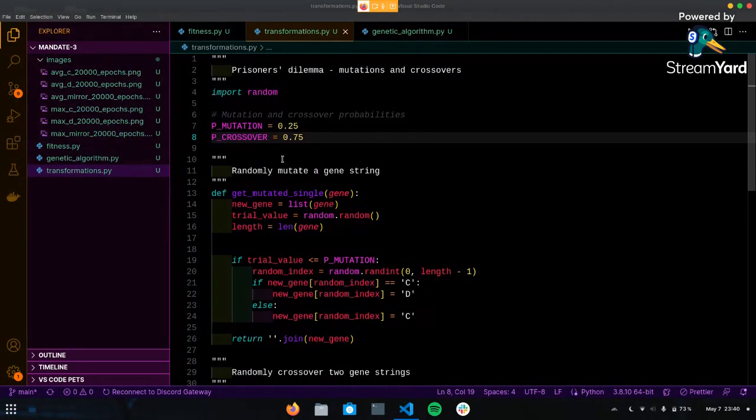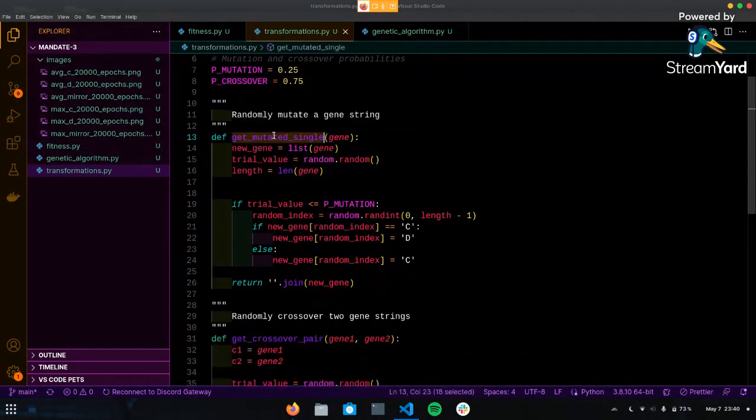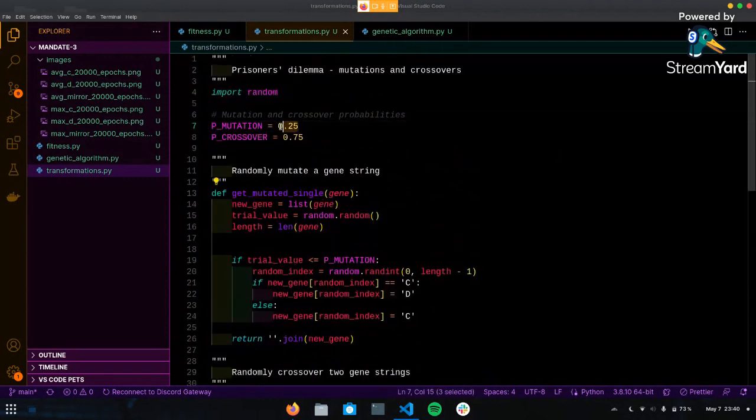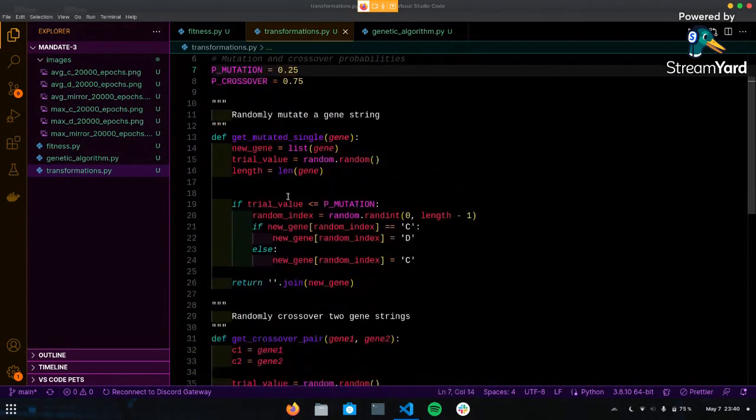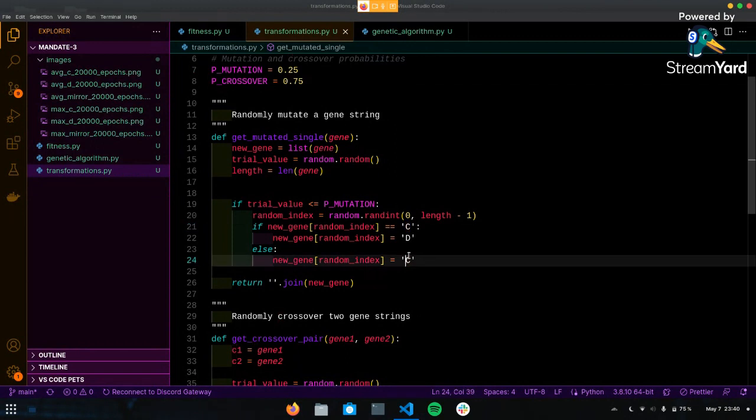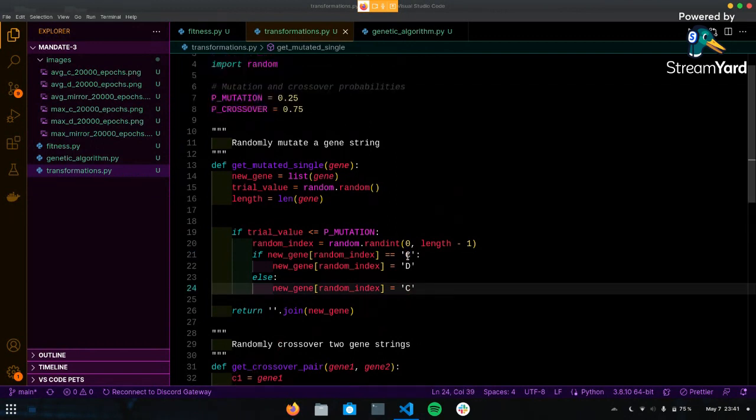So like I mentioned, there's mutation and crossover. So this is mutation. What we do is we have a probability for mutation, which is in this case 25%, and we sample from that probability. So we take a random index. If that is C, convert that to D, and if that is D, convert it to C, respectively. And we also mentioned genetic representation. That's going to be a string of C's and D's, right?